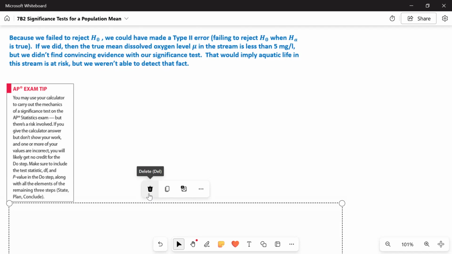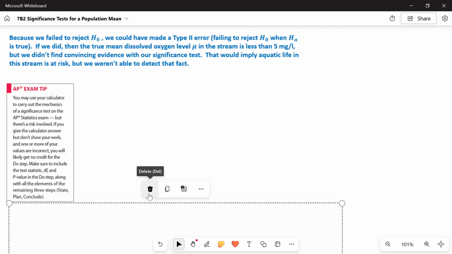Now, quick point about this is that to reduce the chance or likelihood of making a type 2 error, the researchers in this example could have taken a larger random sample of stream locations. And doing that would yield a more precise estimate of the stream's true mean dissolved oxygen level. So in other words, the larger the sample size, that's going to increase the power of the test to detect if the alternative is true.